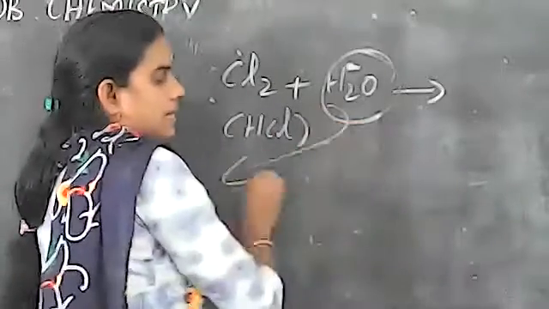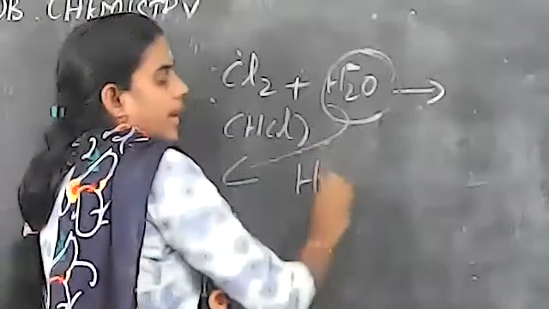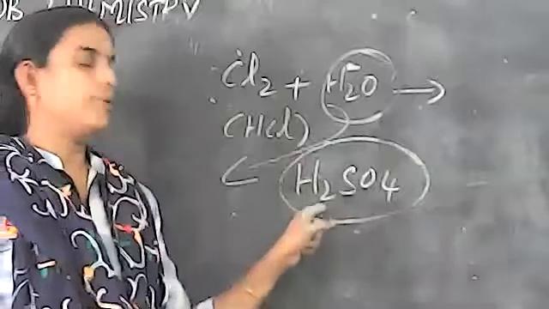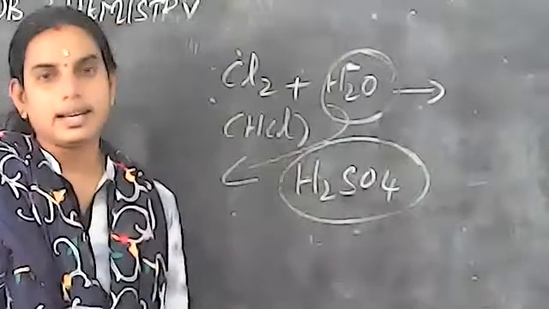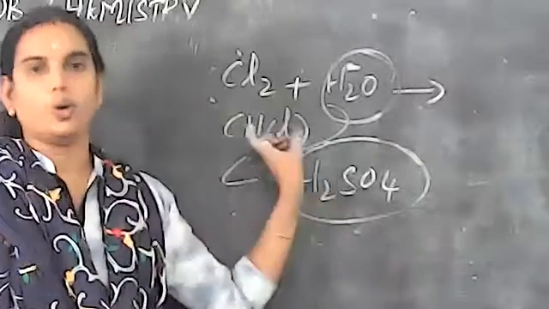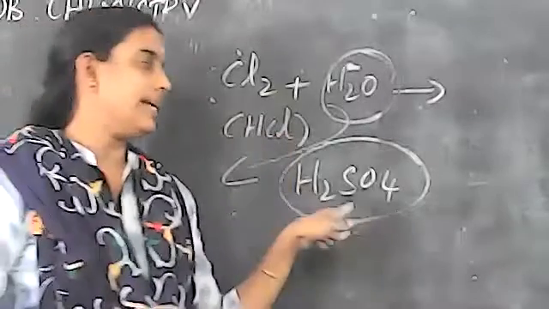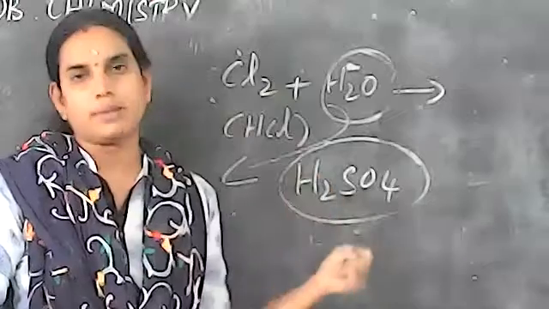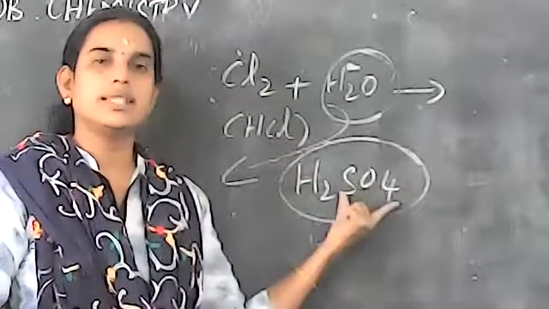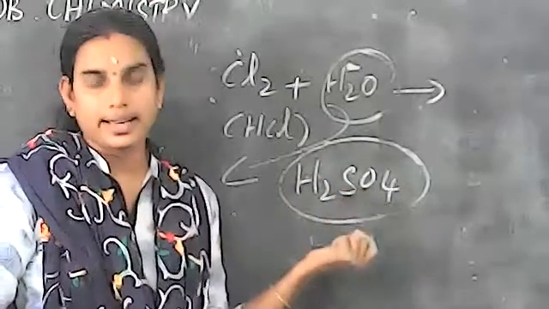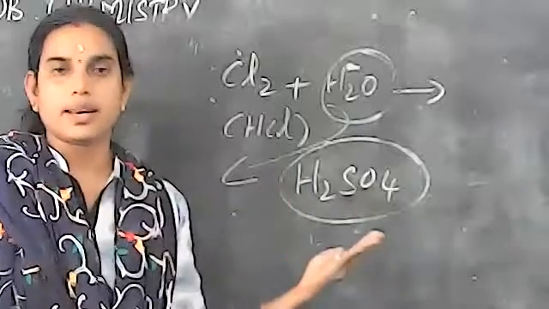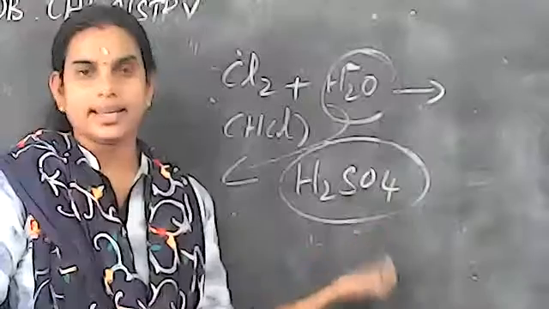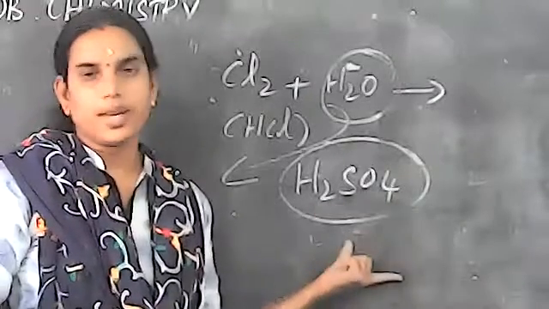To remove the water, we are using sulfuric acid. Okay, the king of acid, sulfuric acid. This sulfuric acid is used as a dehydrating agent for the preparation of chlorine. So note down this point. Dehydrating agent means it is used to remove the moisture or water molecules. So sulfuric acid is an example of a dehydrating agent. Dehydrating: water-removing substance. Dehydrating agent, sulfuric acid.